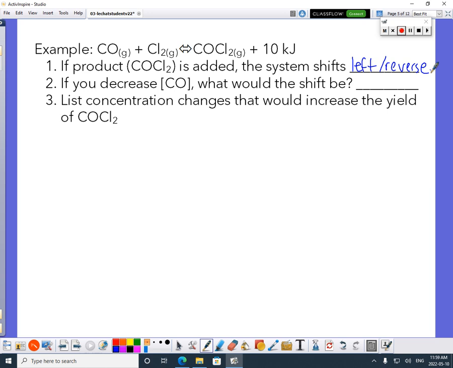If you decrease the concentration of CO or carbon monoxide, so again, this time it's telling you a specific compound. So you would have to go look and check where it is. Okay, that's a reactant. It's being decreased or taken out or removed. So then what's the opposite of taking out? Increasing. So it has to, again, shift left or reverse because now it's being decreased and you need to make more.